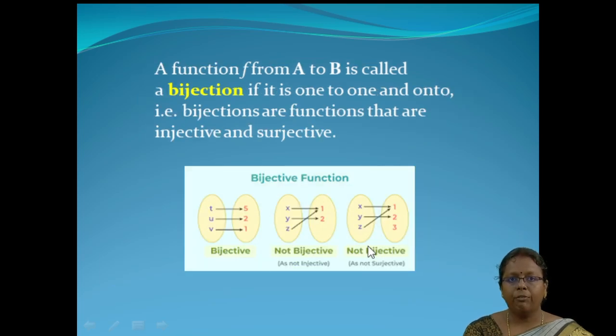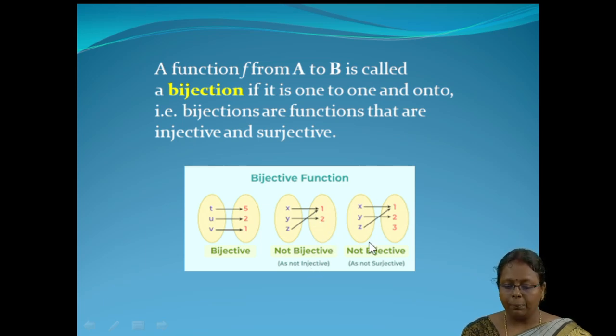So a function f from capital A to B is called a bijection if it is 1-1 and onto. That is, bijections are functions which are both 1-1 and onto, which is also called injective and surjective. So in the first figure, this is a function, 1-to-1 function, onto function. Therefore, this is an example of a bijective function. Coming to this example, it is a function. But it is not 1-to-1 because z and x are mapped to 1. But it is onto. Therefore, it is not bijective.